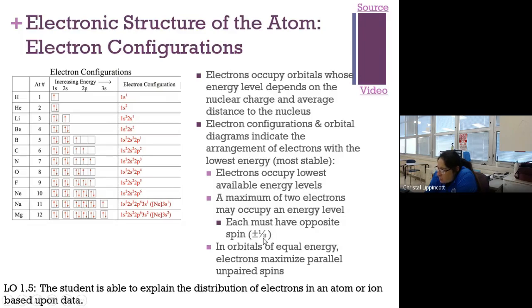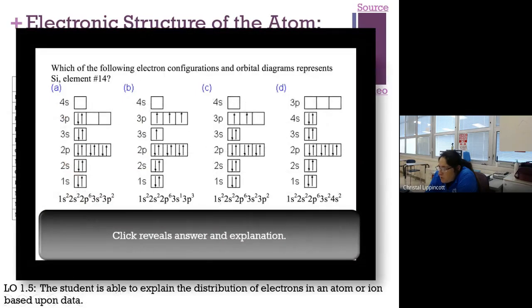They must have opposite spins. That was your plus minus. Sometimes you'll see it as plus 1/2, minus 1/2. Other times you'll see it as up-down arrows when you have an orbital diagram. In orbitals of equal energy, electrons maximize parallel unpaired spins. Which of the following electron configurations and orbital diagrams is properly represented?